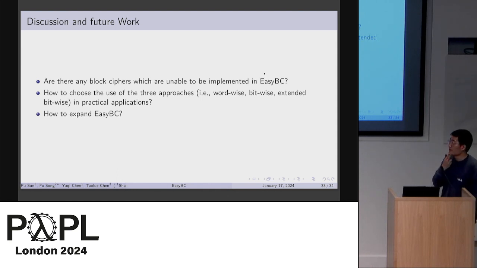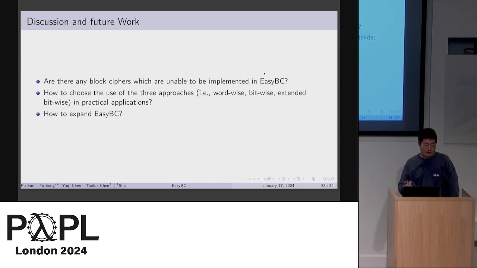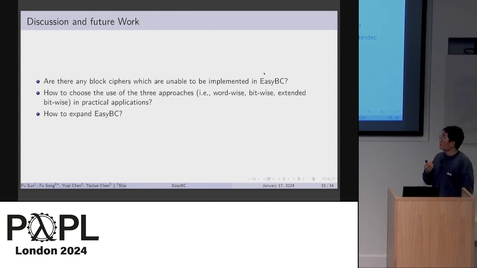The last one is how to expand EasyBC. There are two perspectives to expand EasyBC. The first one is to expand EasyBC to other cryptanalysis, like linear cryptanalysis, related-key differential cryptanalysis, and so on. And there are other ways to expand EasyBC to suit other cryptographic algorithms, like stream ciphers and so on.